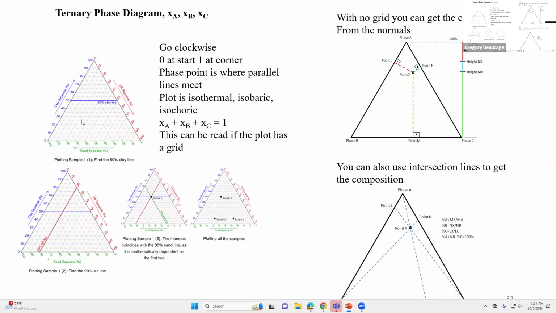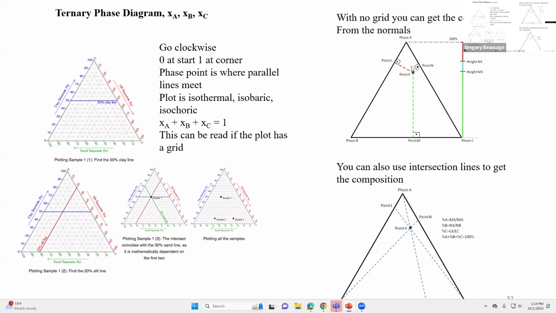So it gets to be a little hard to figure out what's going on, but all 3 components have to add up to 100. That's the idea of this, right? So I mean, it shows like 3 ways to do this. If you don't have a grid like that and they aren't color coded, then if you take the normals to this, you can get the compositions. Those 3 lines would add up to the 100% line.